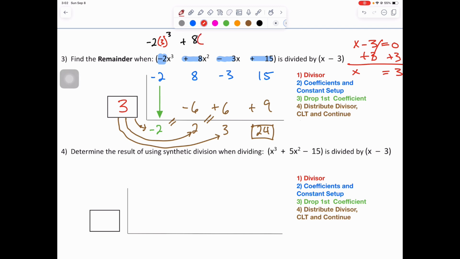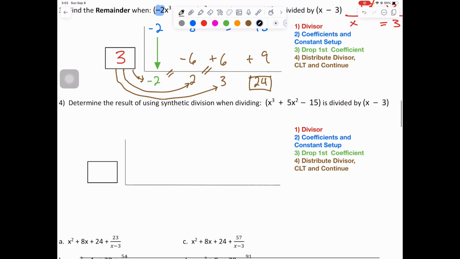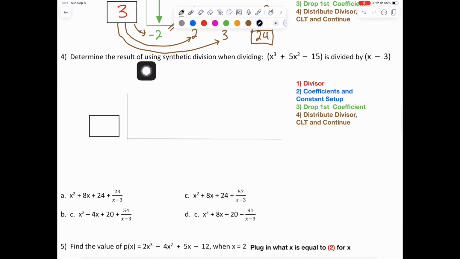I see an x, I put it in parentheses, I square it, and then again our original function says minus 3 with an x, and again, we're simply just plugging in for our x, put that in parentheses, rewrite your plus 15, and if you put that in your calculator, you will still get your 24. And you can do that for number 4 as well, and the reason being, all right, determine the result of using synthetic division when dividing, okay?